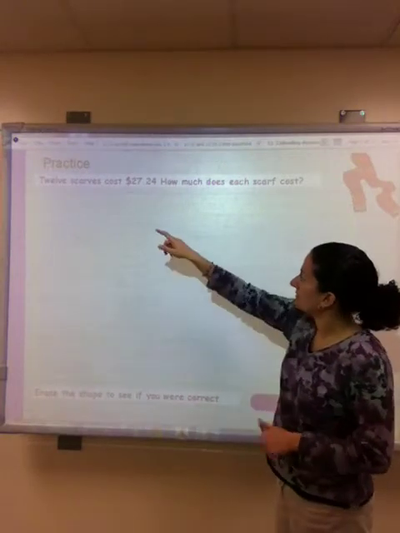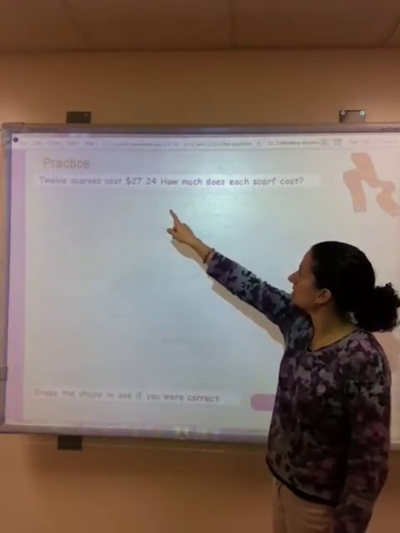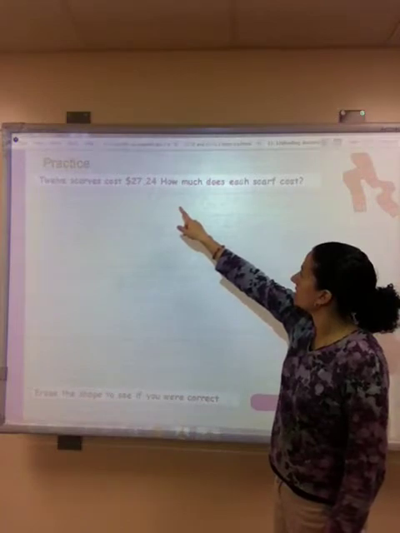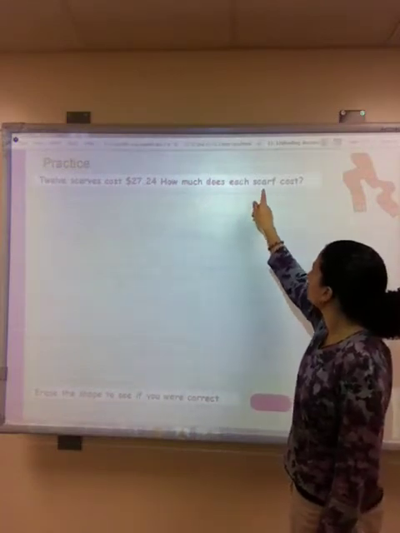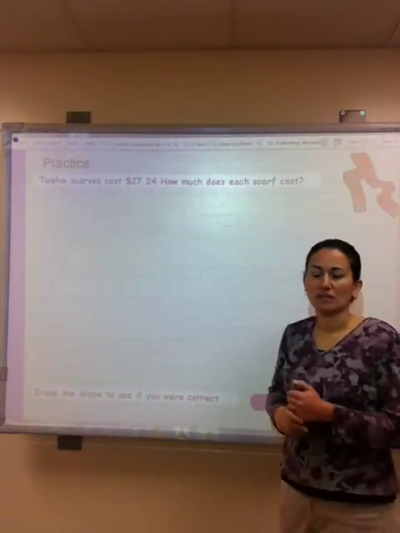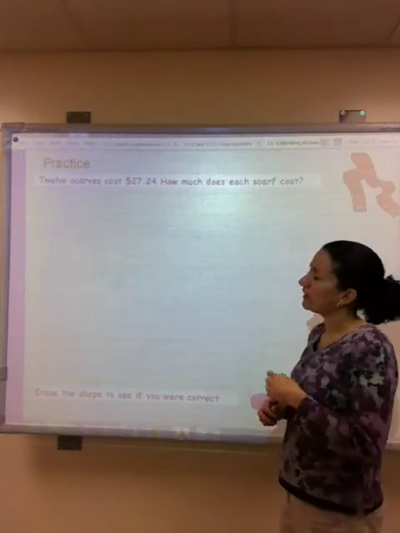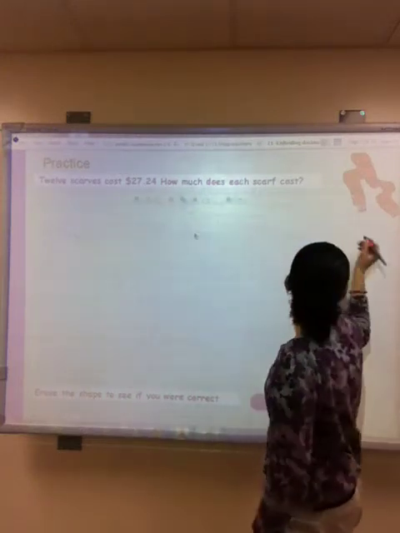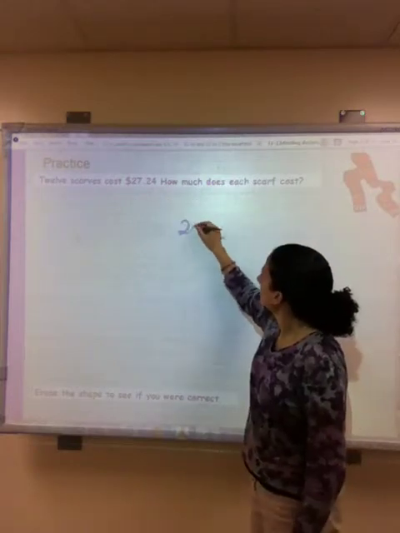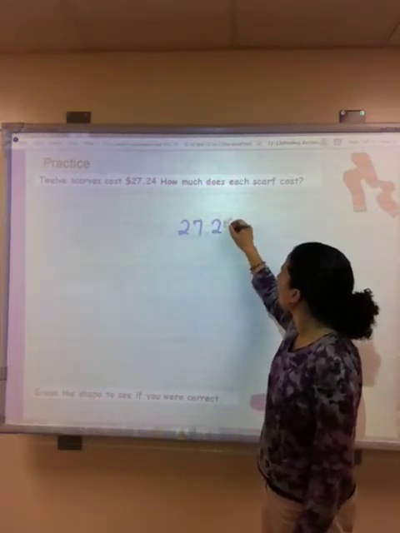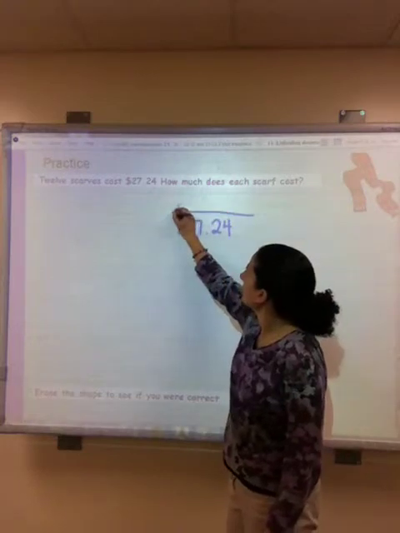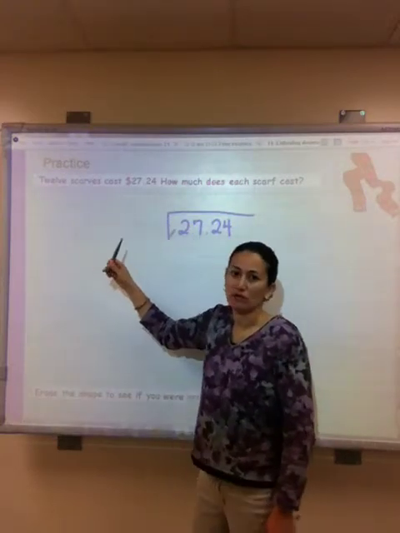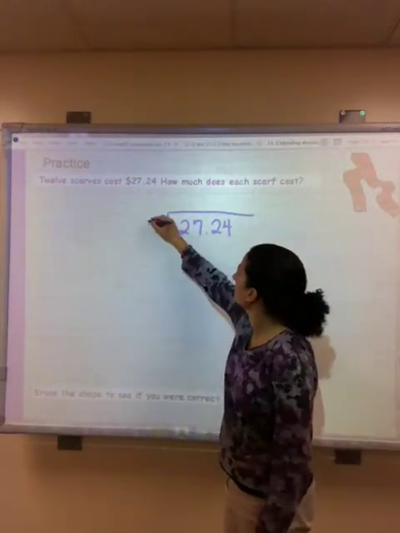In this example, it says 12 scarves cost $27.24. How much does each scarf cost? So I'm trying to find the cost of one scarf. So this is a division problem. So I'm going to do $27.24 and divide that by 12 to find the cost per scarf.